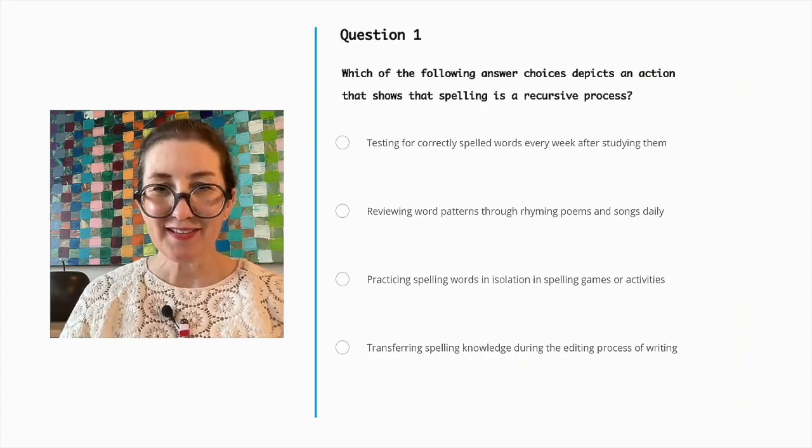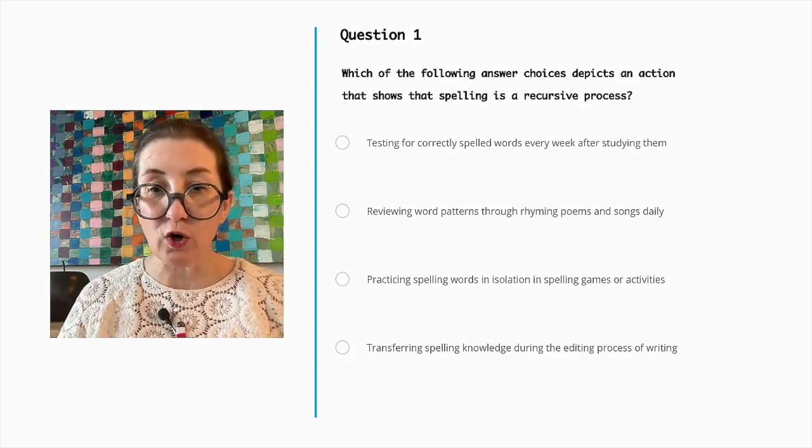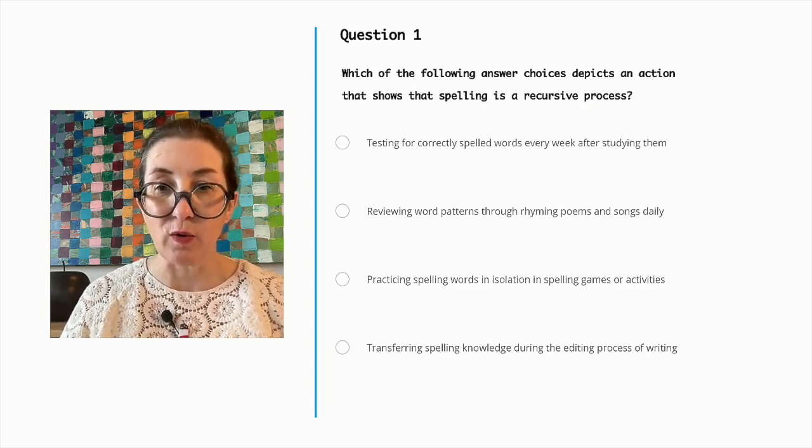Question number 1. Which of the following answer choices depicts an action that shows that spelling is a recursive process? Testing for correctly spelled words every week after studying them. Reviewing word patterns through rhyming poems and songs daily. Practicing spelling words in isolation in spelling games or activities, or transferring spelling knowledge during the editing process of writing.